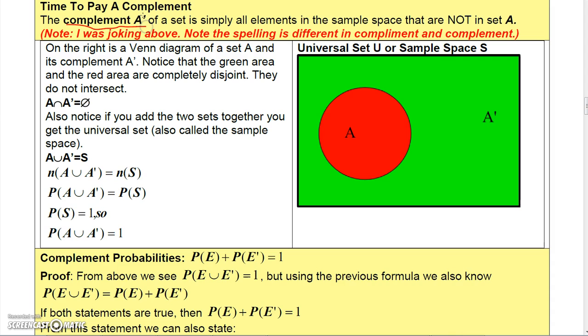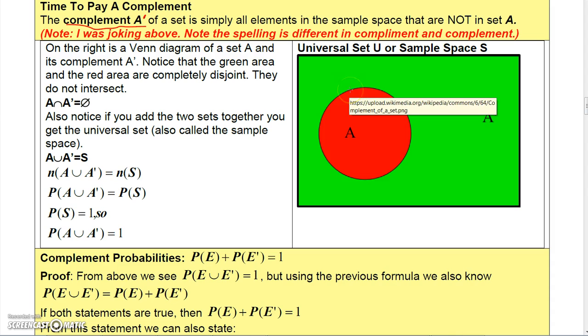The complement, known as A prime of a set, is really all the elements that are in the sample space that are not in set A. And so you might notice that over here, here's the universal set, this rectangle, and let's say this red circle represents set A. Well, then everything out here in the green would be A prime.